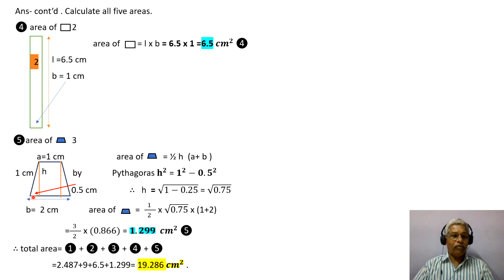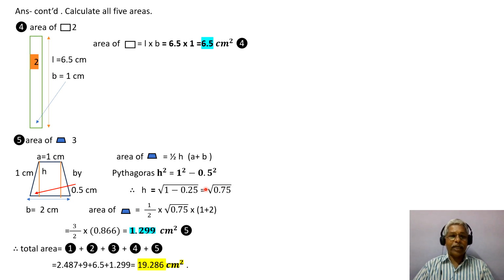We have a, we have b, we want h, and we can make use of Pythagoras theorem in this triangle to get h. This is hypotenuse, this is 0.5. So by Pythagoras we get h square equals hypotenuse square minus side square. So 1 square minus 0.5 square, or h equals root of 1 minus 0.25, that equals root of 0.75.